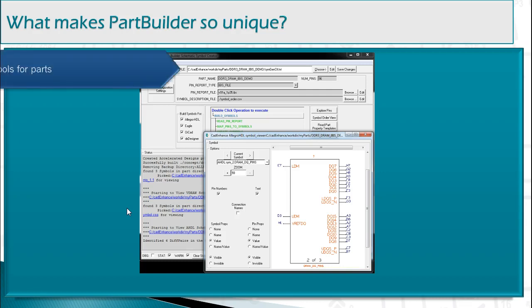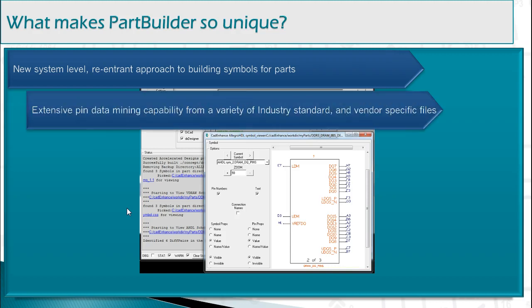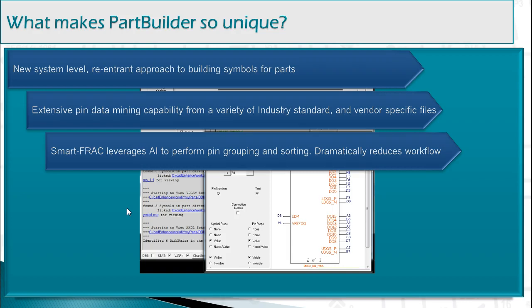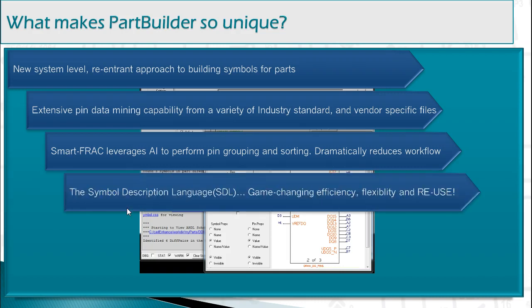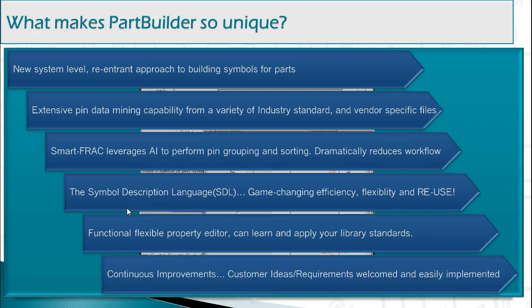What makes PartBuilder so unique? It's a new system-level re-entrant approach to building symbols for parts. It provides extensive pin data mining capability from a variety of industry standard and vendor-specific files. SmartFrac leverages AI to perform pin grouping and sorting, which dramatically reduces the input workflow. The symbol description language: game-changing efficiency, flexibility, and reuse. The functional, flexible property editor can learn and apply your library standards. And with continuous improvements, customer ideas and requirements are welcomed and easily implemented.